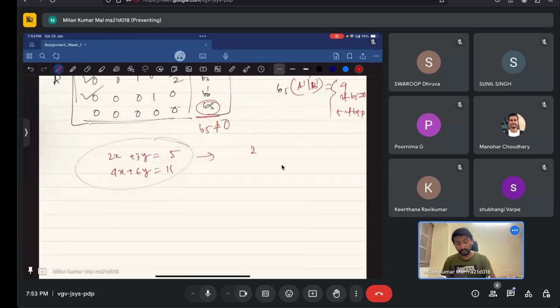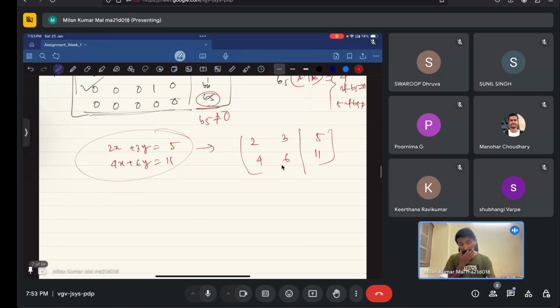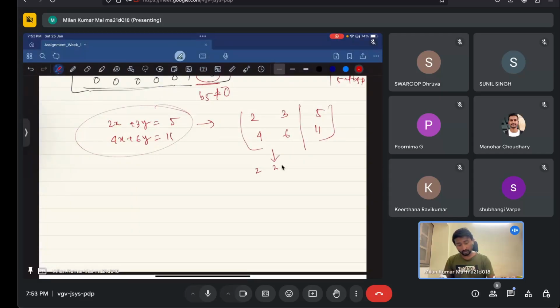I'm just giving quickly this: 4, 6, 11. Suppose 2, 3, 5 is there. I'll subtract from row 2 by multiplying row 1 by 2. That will be 0, 0, 1, and after that it will be 1. For example, we have the row reduced form as 3 by 2, 5 by 2. This is the row reduced form.